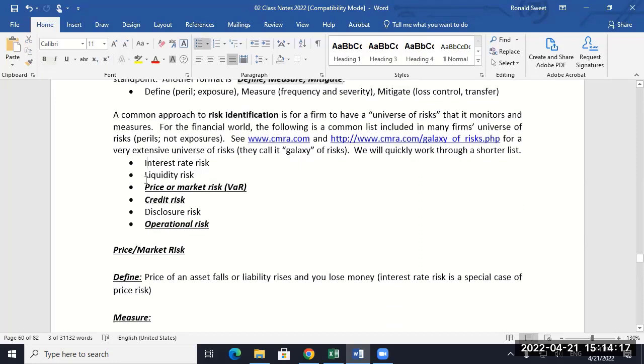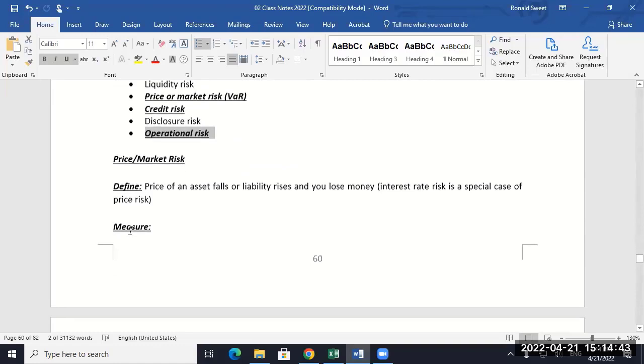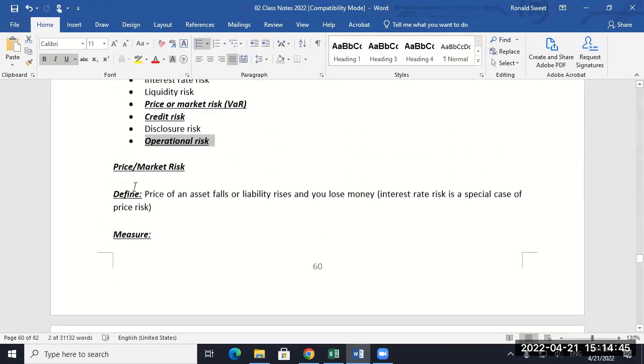We handle essentially most of these risks: interest rate risk, liquidity risk, price risk, credit risk, operational risk. So in my risk management class, we cover all of these. In this class, we're really only going to cover one, and that's market risk. But these others are all really, really important risks. Operational is probably maybe the most important one, but it's the most difficult one to deal with. So let's talk price risk. We may have to skip the others just because of time.